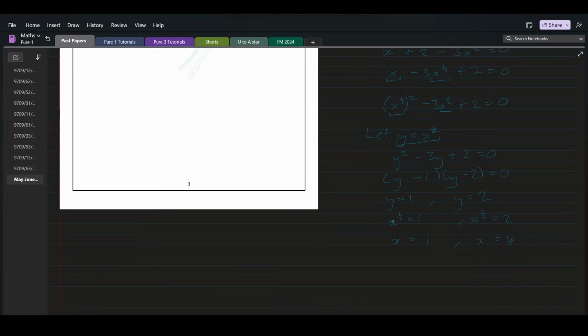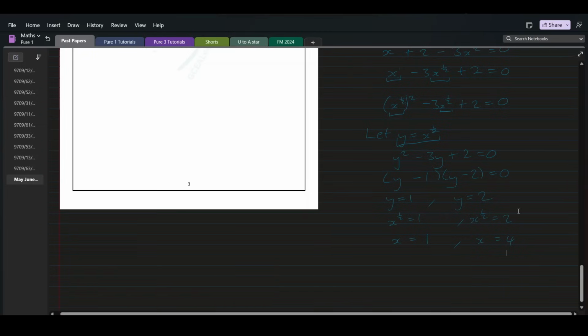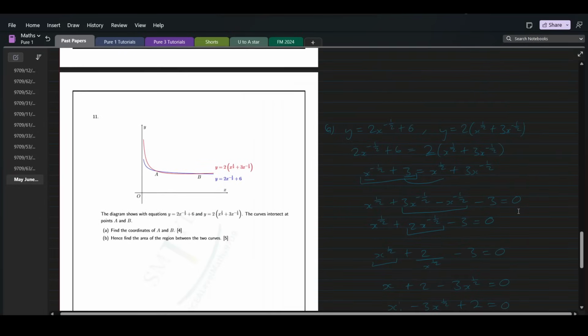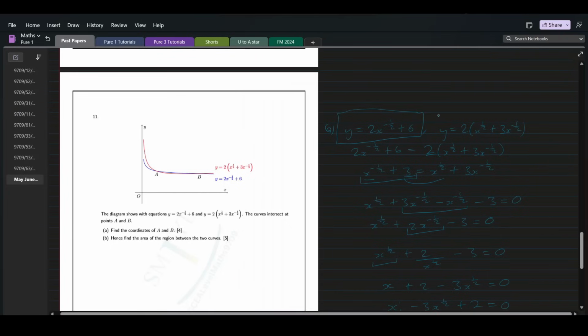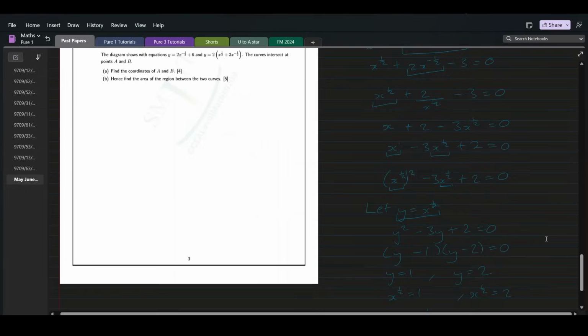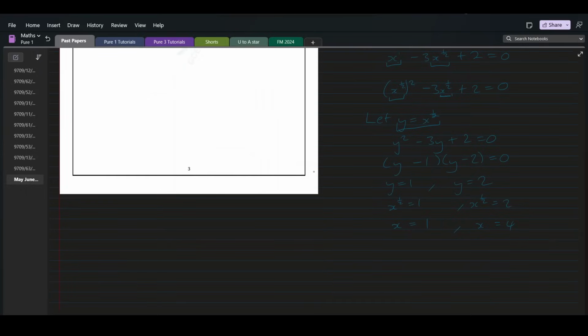We also need to evaluate our y coordinate. Okay, so we can use one of the two equations. We're going to use this equation, that's y is equal to 2x to the negative half plus 6. It probably wasn't the best idea to use y for the substitution. We probably should have used another letter to avoid the confusion.